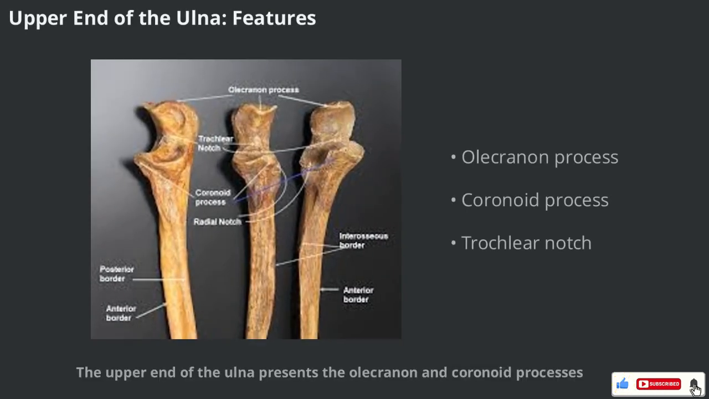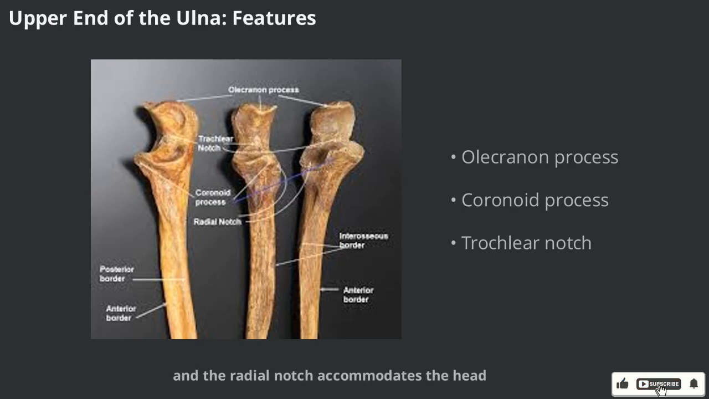Upper end of the ulna presents the olecranon and coronoid processes, as well as the trochlear and radial notches. The olecranon projects upward, forming the point of the elbow, while the coronoid process projects forward. The trochlear notch articulates with the humerus to form the elbow joint, and the radial notch accommodates the head of the radius for the superior radioulnar joint. These structures are vital for elbow stability and movement.